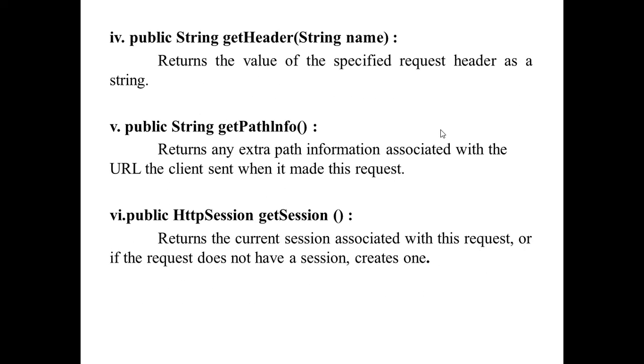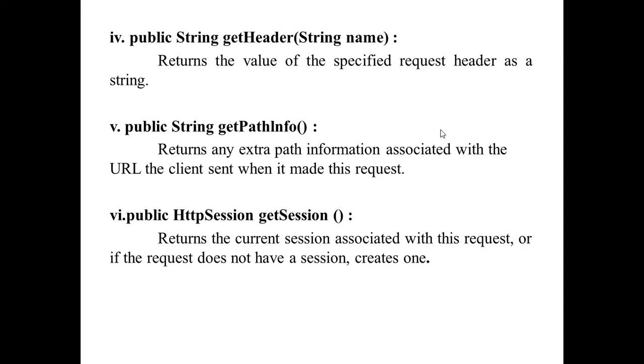Fourth is public String getHeader having parameter String name. This method returns the value of the specified request header as a string. Means the return type is a string, and it returns the value of the header field.